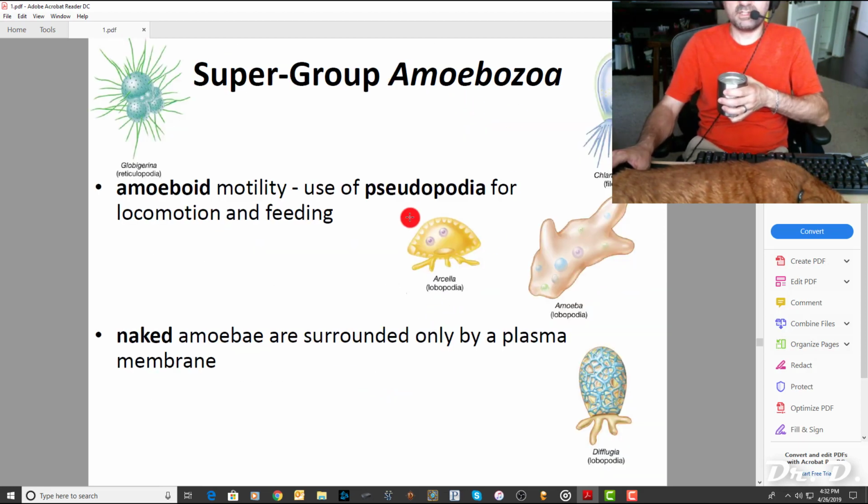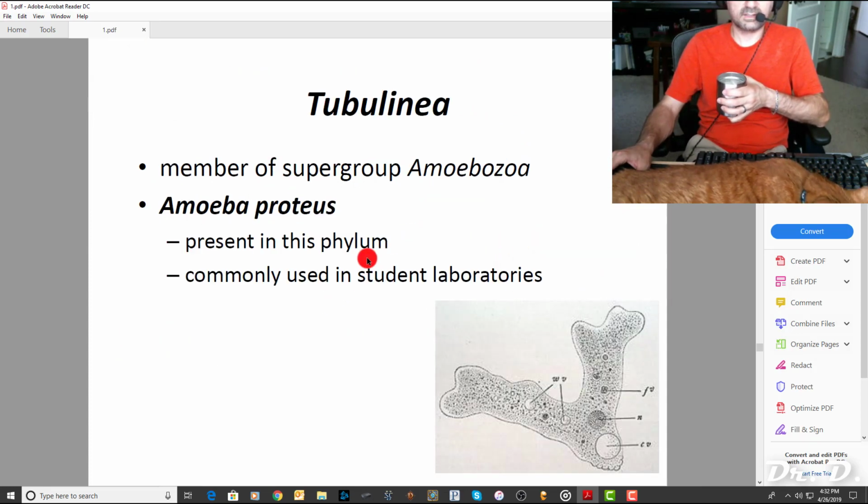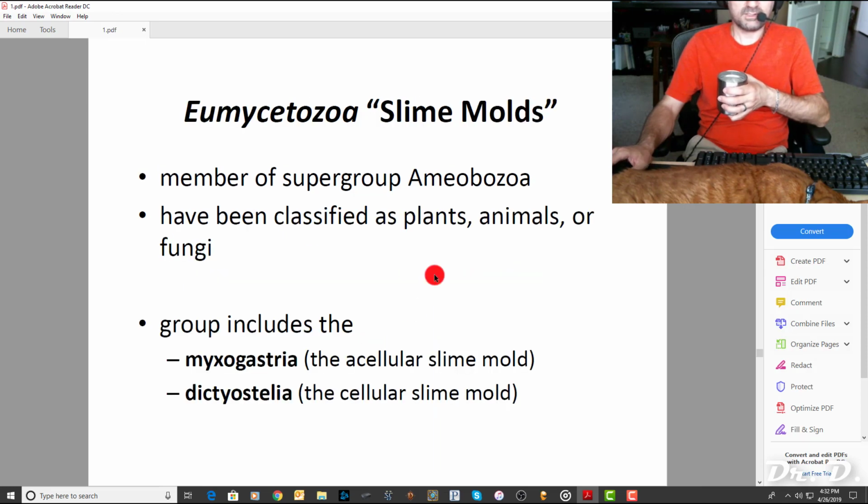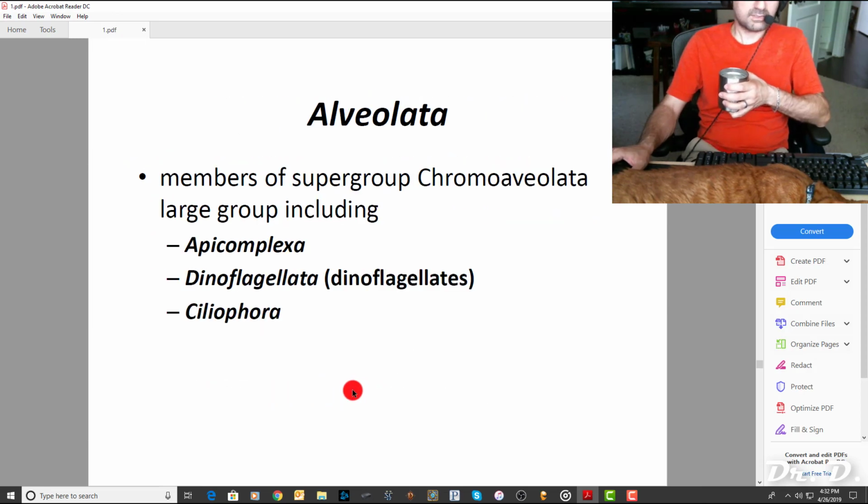I want to know about amoeba. That's pretty self-explanatory. Some amoeba are naked, others have a shell. I want to know about Amoeba proteus because that is your textbook amoeba. I want to know about the slime mold, specifically Myxogastria is the acellular slime mold, whereas Dictyostelium is the cellular slime mold. What else do I want to know?